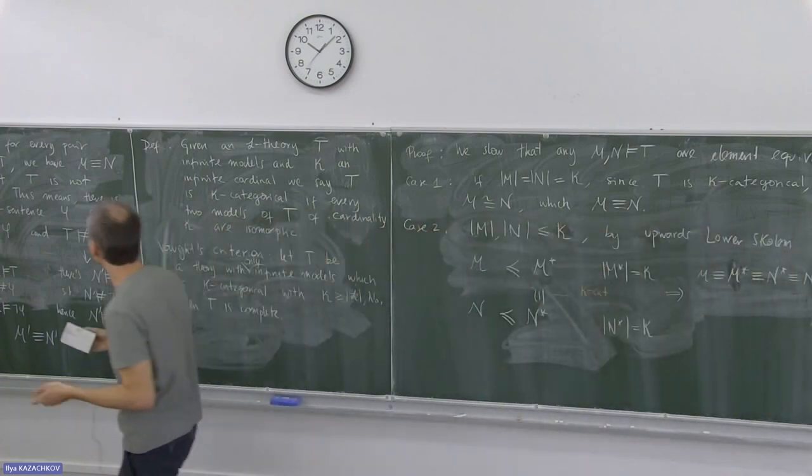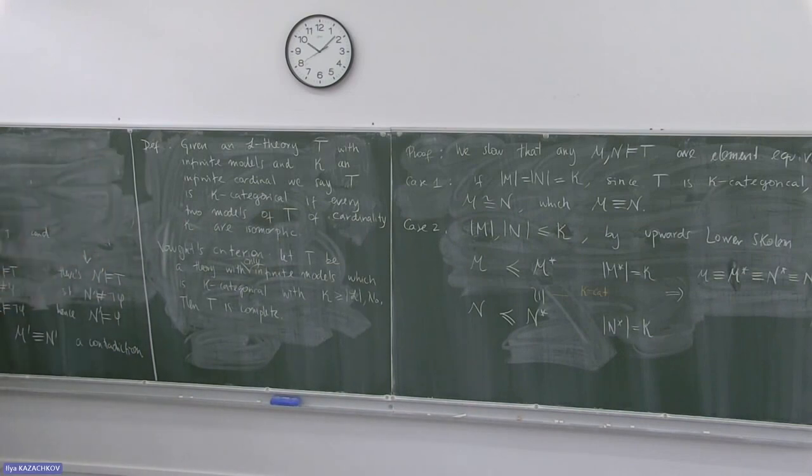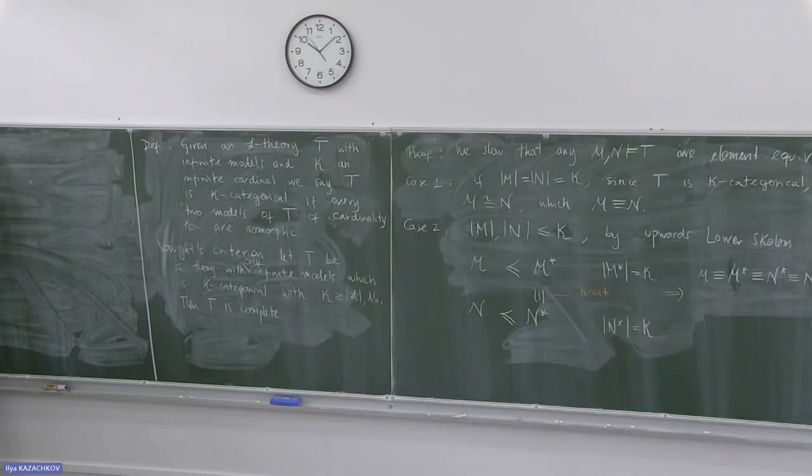Let me do case three, but the argument is the same. The argument is not complicated. Suppose, for example, we have that the cardinality of M is smaller or equal than kappa, and this is smaller or equal than the cardinality of N. In this case, here you have M, you go up with Löwenheim's column. Here you have N, which is bigger, but you go down with the downwards Löwenheim's column to some N star. Here I used upwards, and this one is downwards.